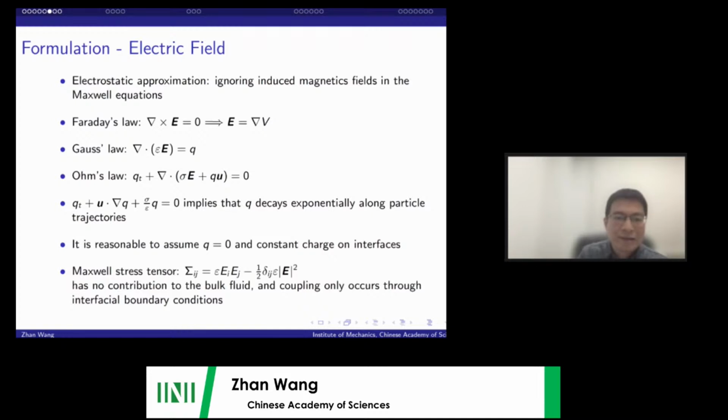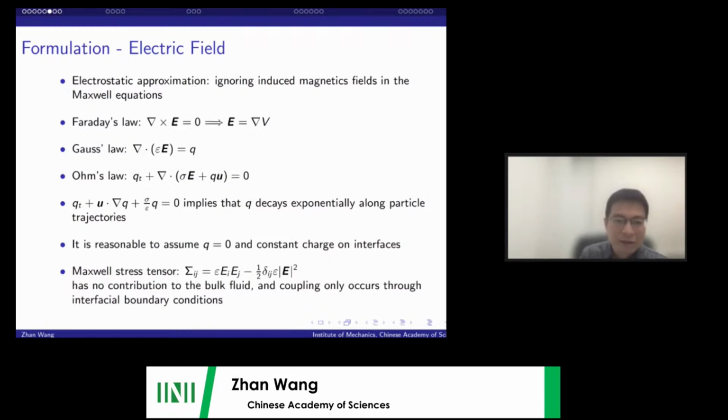Then combining Ohm's law and Gauss' law indicates that the free charge density Q decays exponentially in incompressible fluids. Thus, it is reasonable to assume Q equals 0 in the bulk fluid. And consequently, because Q equals 0, the voltage potential V satisfies the Laplace equation.